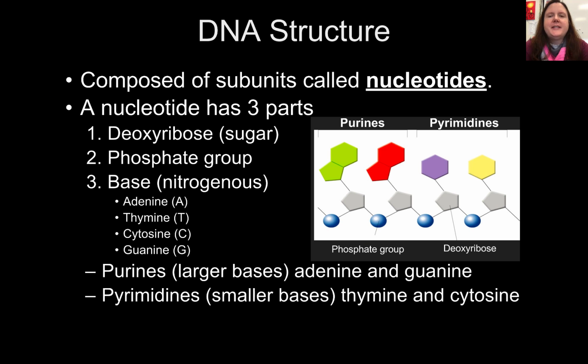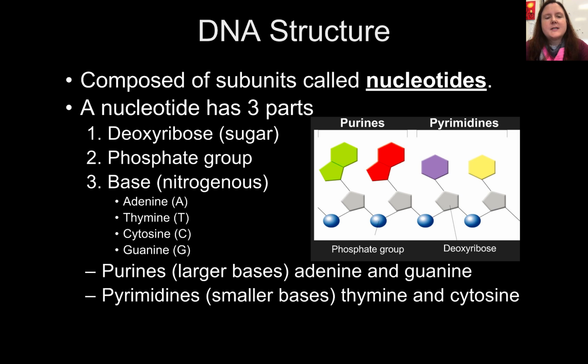Alright, so the structure of DNA should be familiar to you. We built a model last week and you read about it. So DNA is composed of subunits called nucleotides, and the nucleotides are made up of 3 parts. There's a deoxyribose, which is a sugar, the gray part in this picture. There's the phosphate group, which are the blue circles here. And then we have bases. The bases are made up of nitrogen, so they're called nitrogenous bases. And we have 4 different kinds: adenine, thymine, cytosine, and guanine, A, T, C, and G.